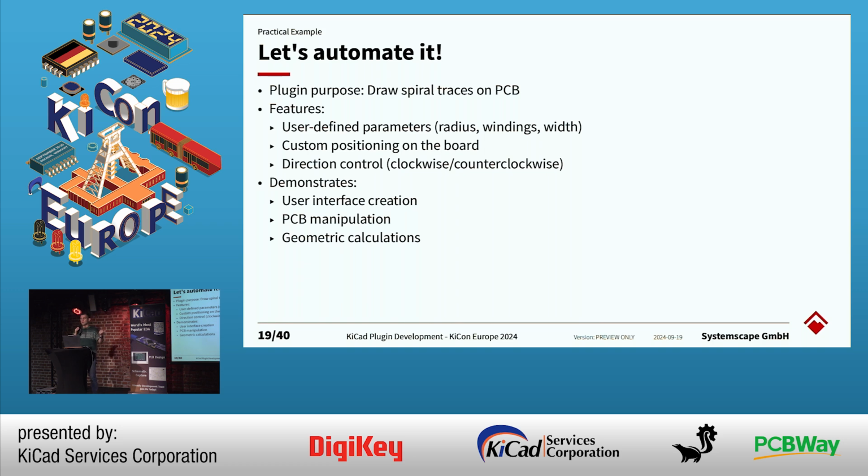We want to have a dialog where the user can define parameters, like the radius, number of windings, the width of the traces, and give a position so that it can be positioned on the board. And of course, we want to specify whether it's clockwise or counterclockwise. So we see user interface creation, we see how to manipulate the PCB, and some calculations.